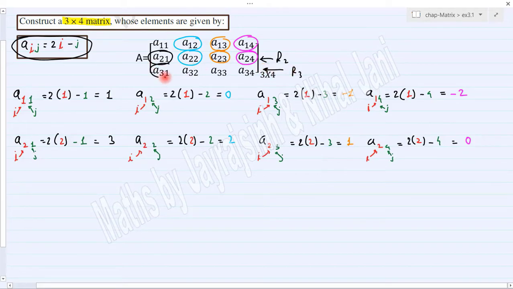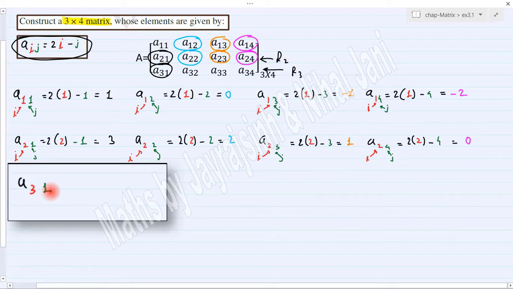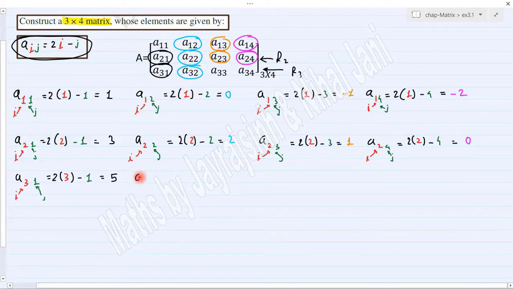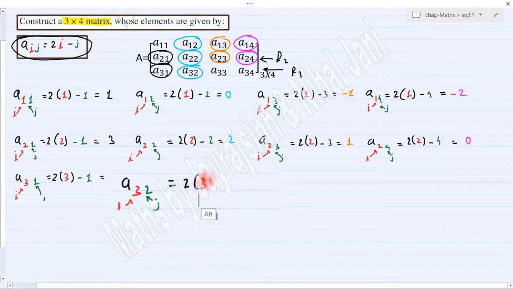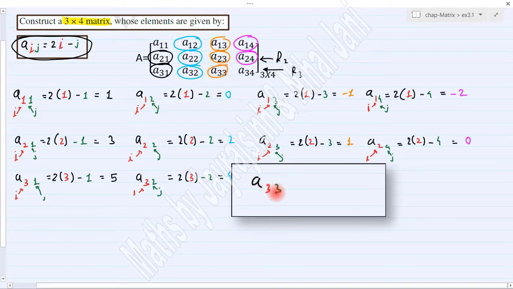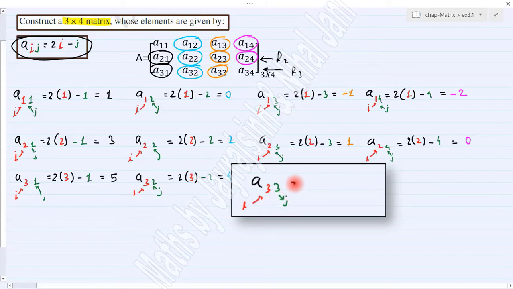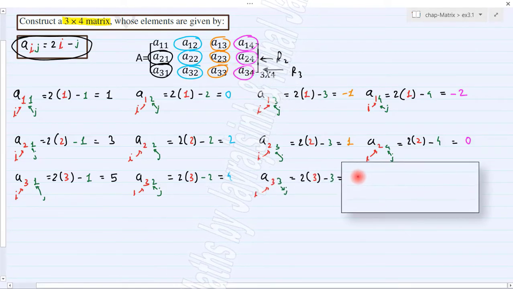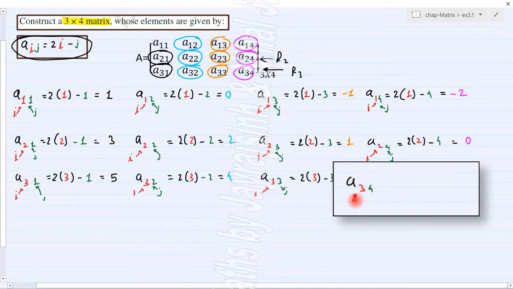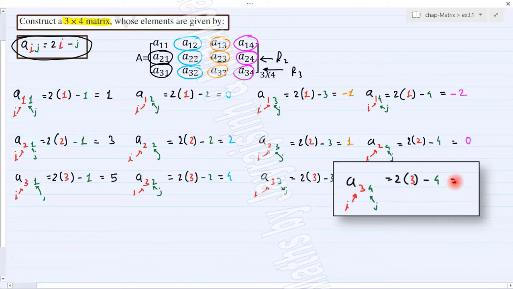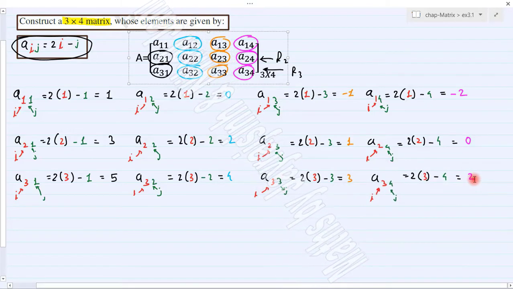Now let's move to the last row. The first element is A31. Your i will be 3, j will be 1. So it will be 2 times 3 minus 1, or we can say 5. Similarly, A32 will be 2 times 3 minus 2, or we can say 4. And A33, where i is 3 and j is 3 also, we will get 2 times 3 minus 3, or we can say 3. And your last element will be A34, where i is 3 and j is 4, will give us 2 times 3 minus 4, or we can say 2. So we get the values of all elements.